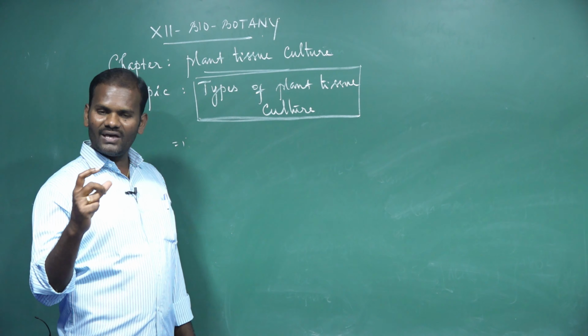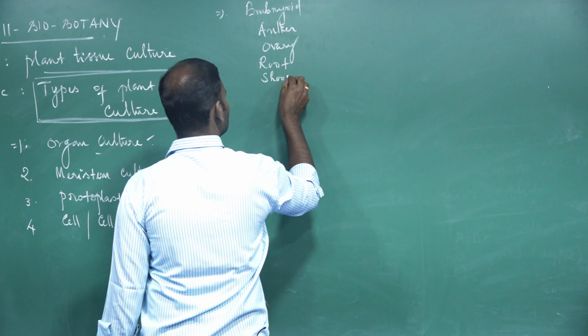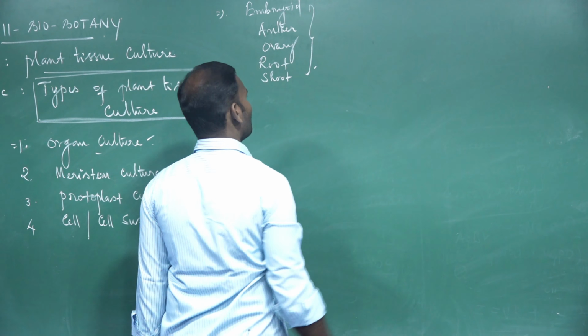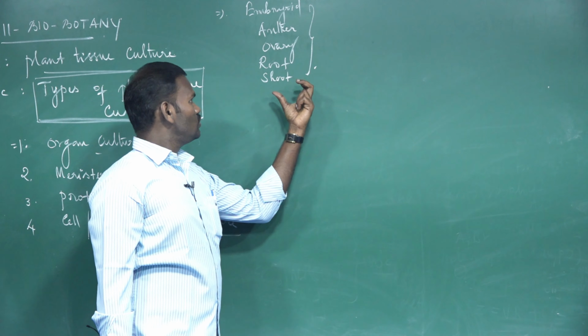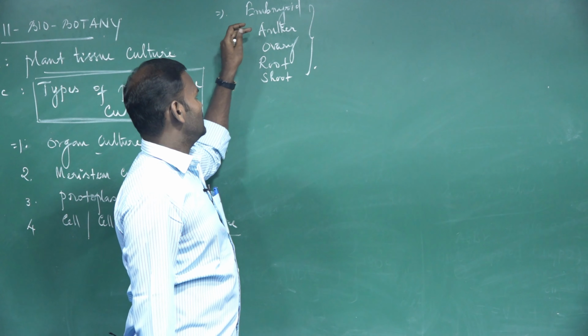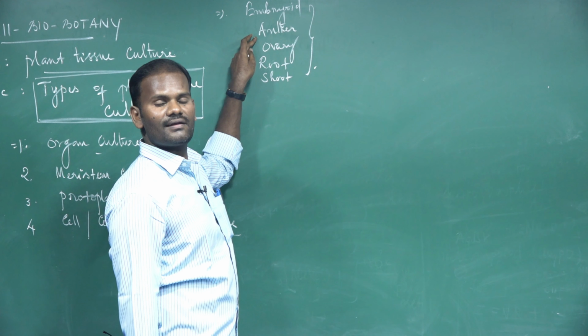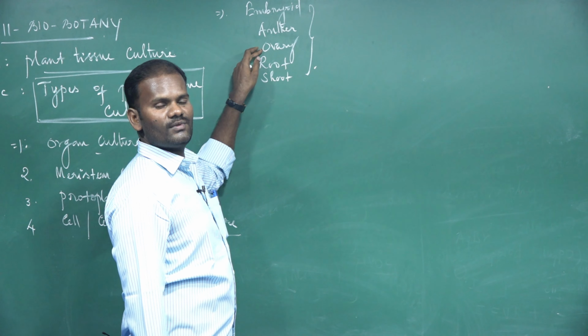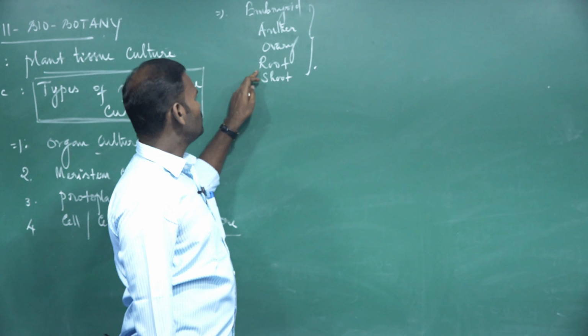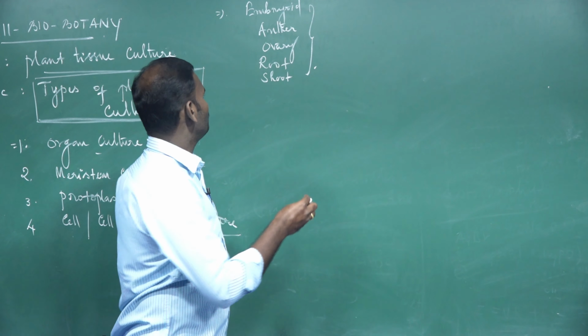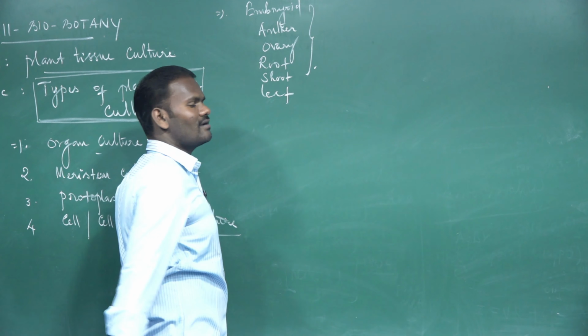Organs of the plant body, for example, embryo, anther, or ovary of the flower, or root, shoot. So these are the organs of the plant body. So we isolate organs of the plant body, such as anther from the male reproductive part of the flower, ovary from the female reproductive part of the flower, or root, shoot, or maybe leaf portions also. Leaf, these are the organs of the plant body.